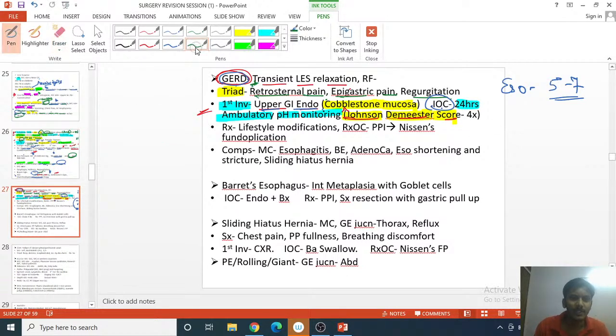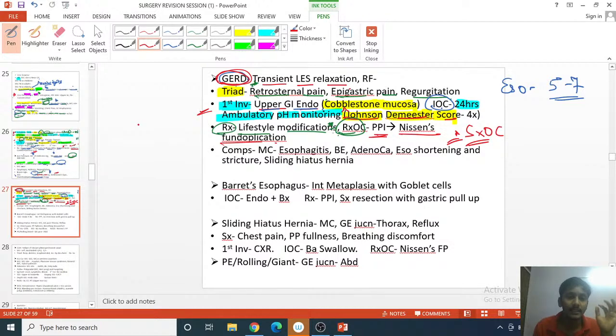What will you do in treatment normally? First of all, you will just modify the lifestyle, that is quit smoking, quit alcohol and so on. So lifestyle modifications would be performed, but if asked, what is the treatment of choice? It is your proton pump inhibitor. Just give proton pump inhibitors. But if asked the surgical treatment of choice, or if it is given in the options, then you need to mark Nissen's fundoplication.